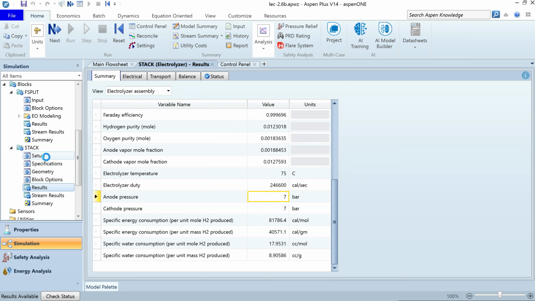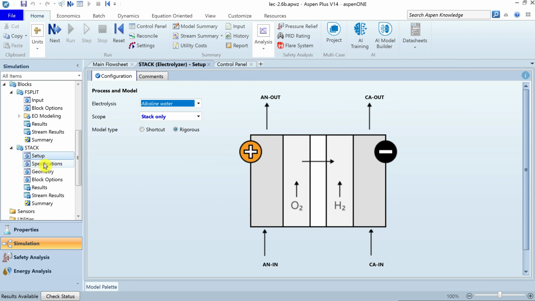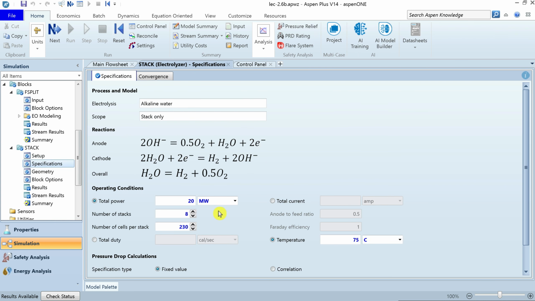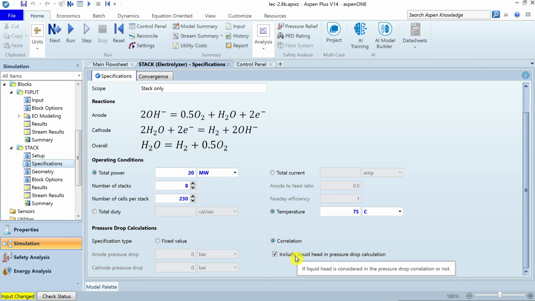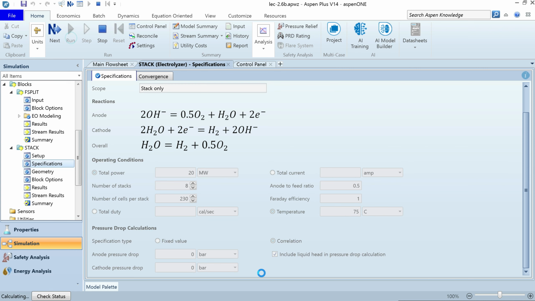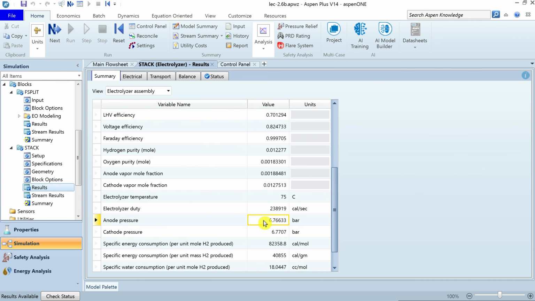In this case, we have not defined how the pressure will be determined in the product streams. By default, in the rigorous model, the fixed pressure drop is 0. You can define fixed values or you can determine them using correlations including the liquid head in pressure drop calculations. So let's rerun the calculations to determine the pressure drop in the fluid channels. Now the pressure drop is around 0.24 and 0.23 bars in the anode and cathode respectively.